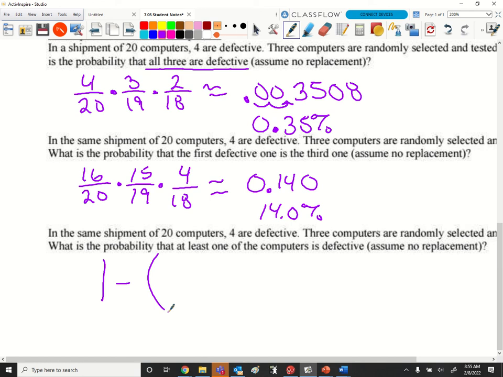So we have 1 minus, so my first one, what is it not going to be? At least one of them is going to be defective. So the first one would be what? What's the complement to the defective? 16 out of 20. Very good. So I have 16 out of 20. So that's my complement to this. So that at least is the key word for this, and that's why I'm doing it differently. So the 1 minus all of this.